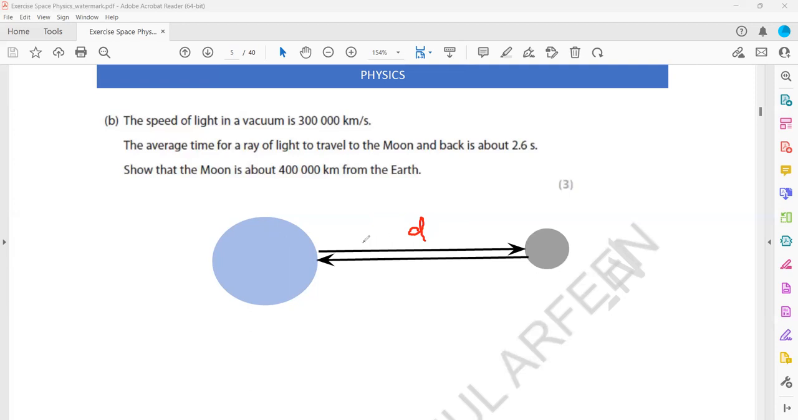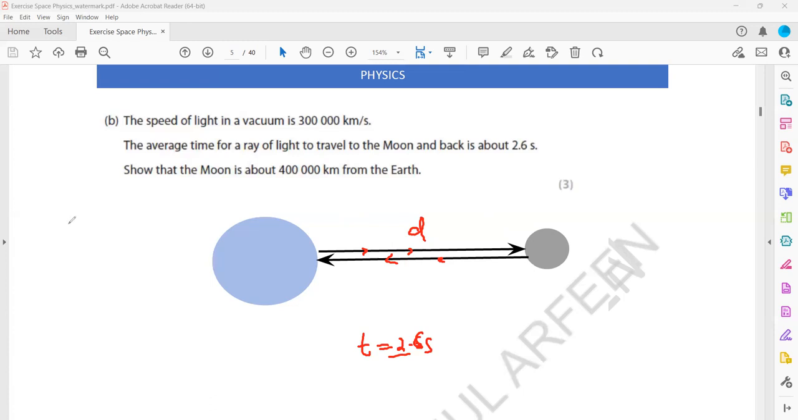the total time the light takes to go and return back is 2.6 seconds. So how much time will it take to only travel one way? If the total time to travel and return back is 2.6 seconds, it will only take 1.3 seconds. So the time to move from the Earth to the moon is half of it, that will be 1.3 seconds.